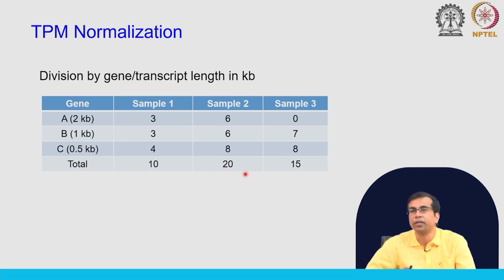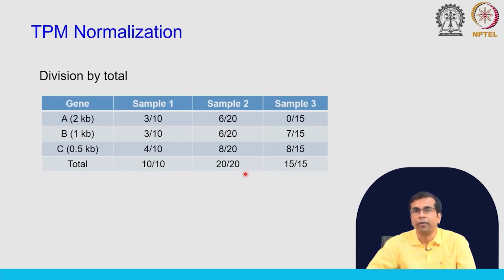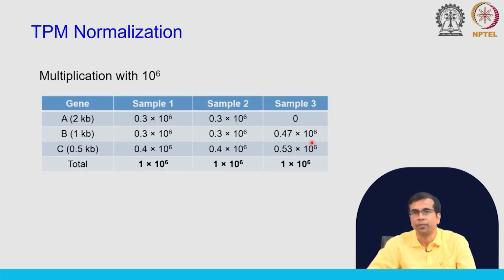The next step is to divide by this total that we have got for each sample. That is because the totals are different, so we have to divide by this. Once we divide by the total, you can see we have divided sample 1 by 10, sample 2 by 20, and for sample 3 we have divided by 15. We get the numbers, and as you can see now the sum is 1 for all of them. So, just a simple tweak can change the whole thing. Sum is 1, and the next step is to multiply by 10 to the 6.